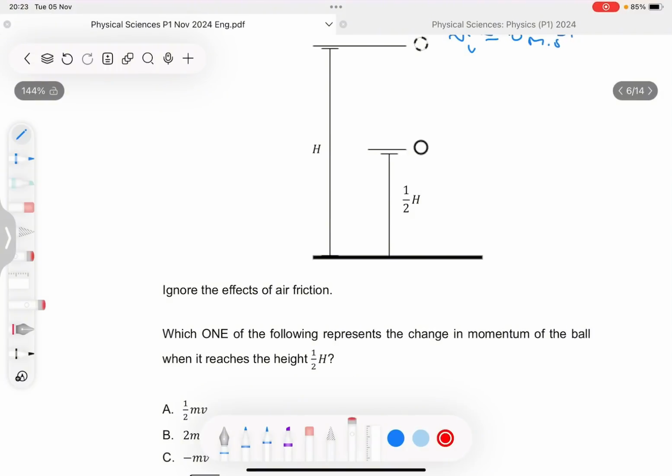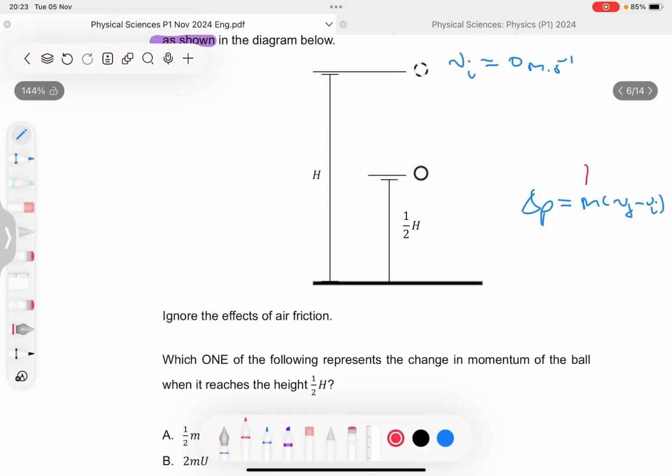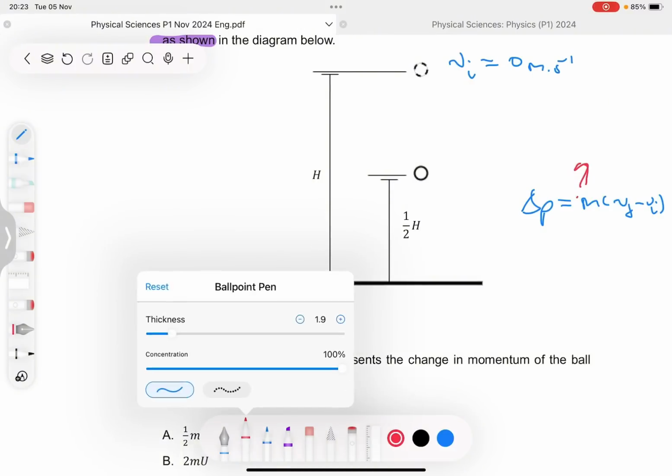They say here ignore effects of air friction, and then further ask us which one of the following represents the change in momentum of the ball when it reaches height half h, right? So when it gets to this point here, what is the change in momentum? The change in momentum is defined by m change in v, right? Perhaps I could write the change in v as final velocity minus initial velocity, right? We are looking for this guy here.